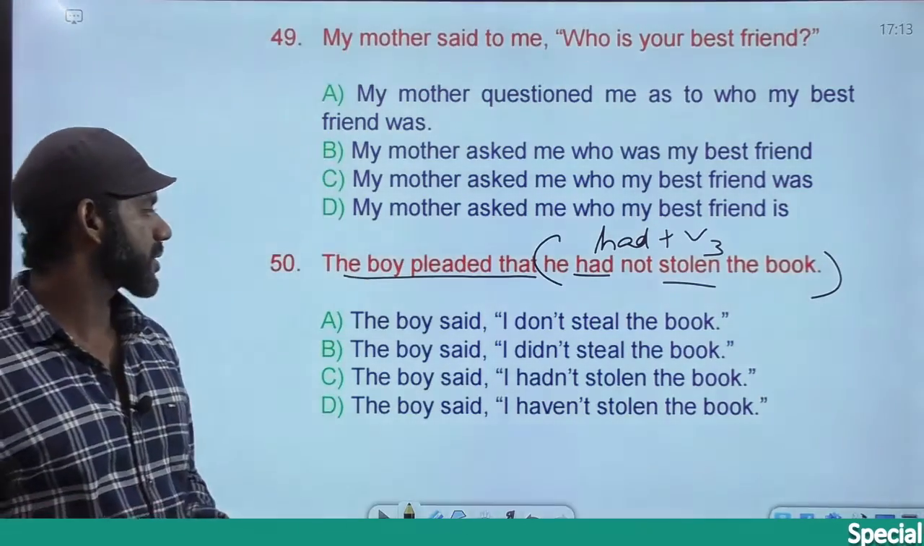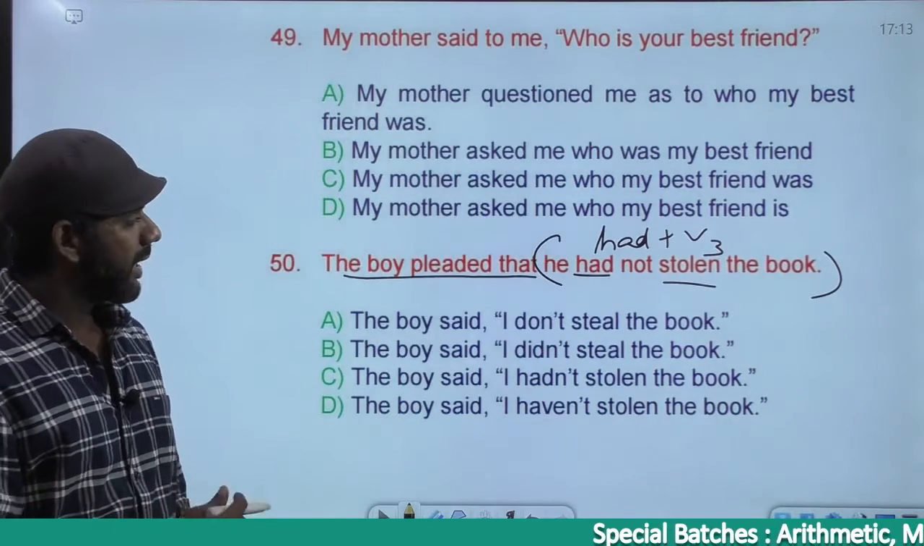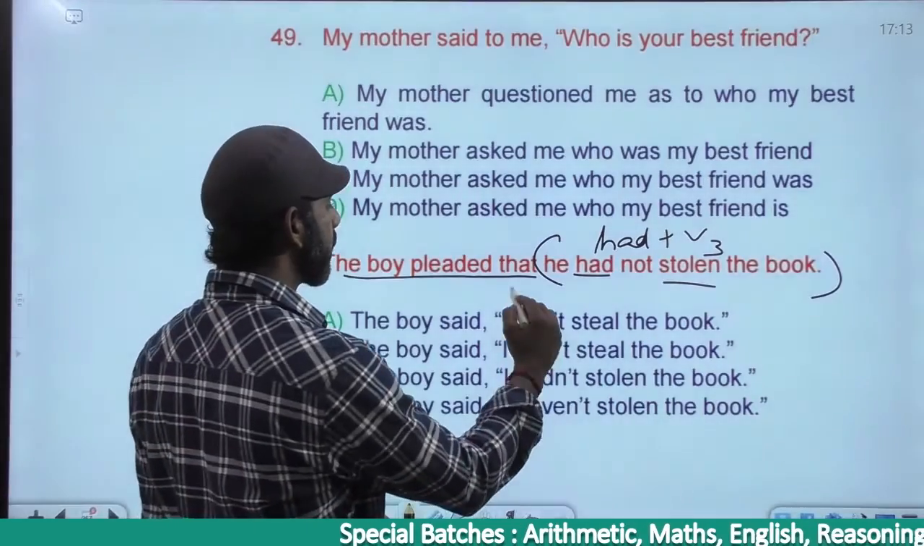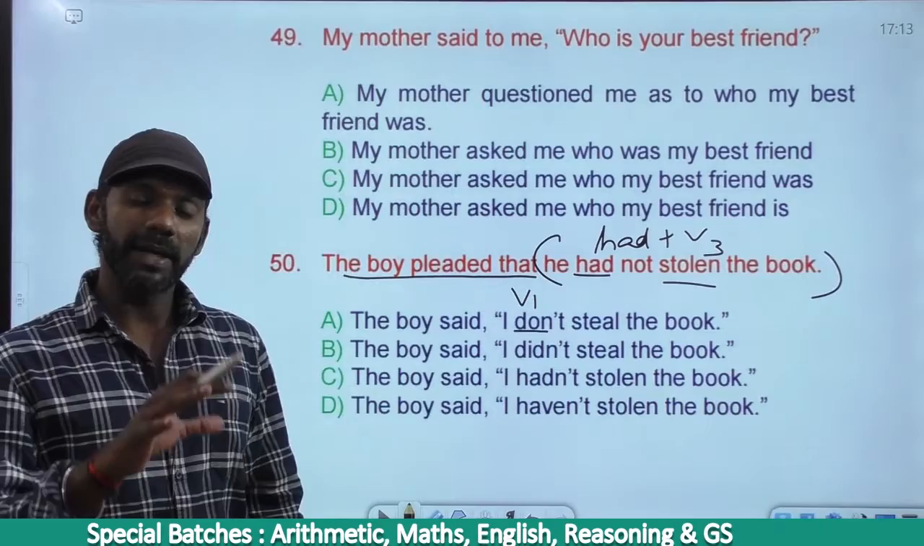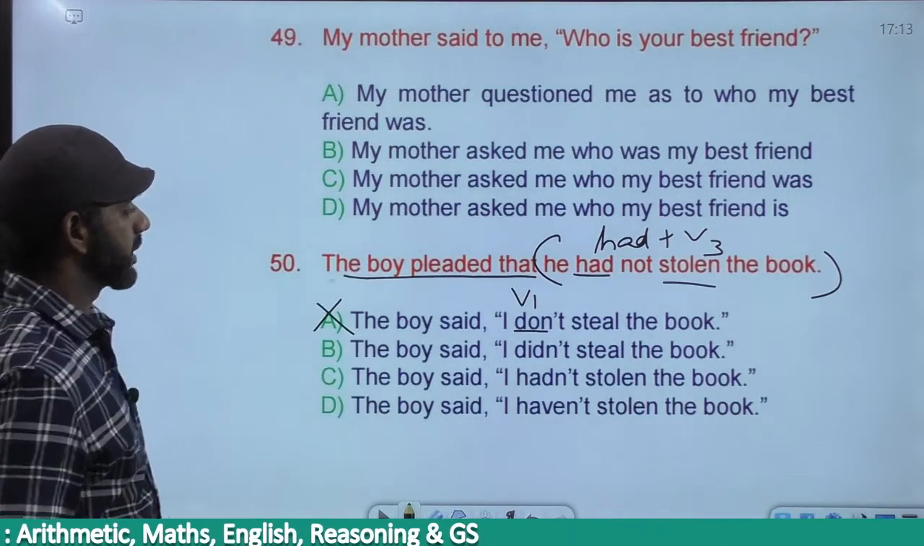Now come to the first option. Option A. The boy said, I don't steal the book. I don't steal, do is V1. V1 is simple present. Past perfect cannot become simple present tense. So option A is eliminated.